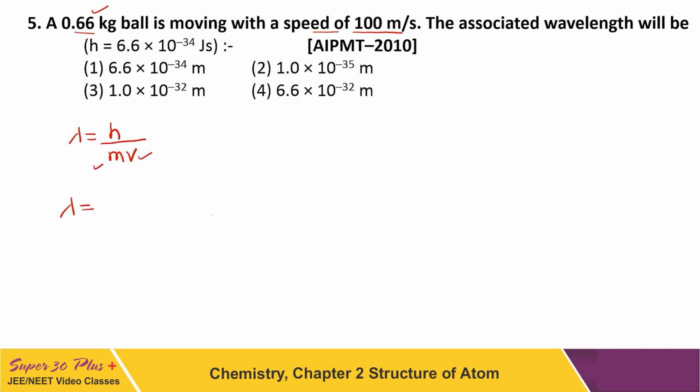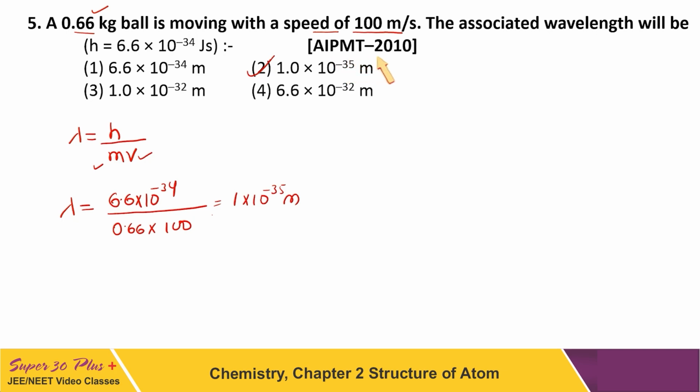So wavelength will be equal to 6.6 into 10 to the power minus 34 divided by mass, which is 0.66, into speed, which is 100. Now if you solve these values, the final answer will come 1 into 10 to the power minus 35 meter, which is option number 2. So for this question, answer will be option number 2. So these were a few questions we discussed from previous year pre-medical examinations.